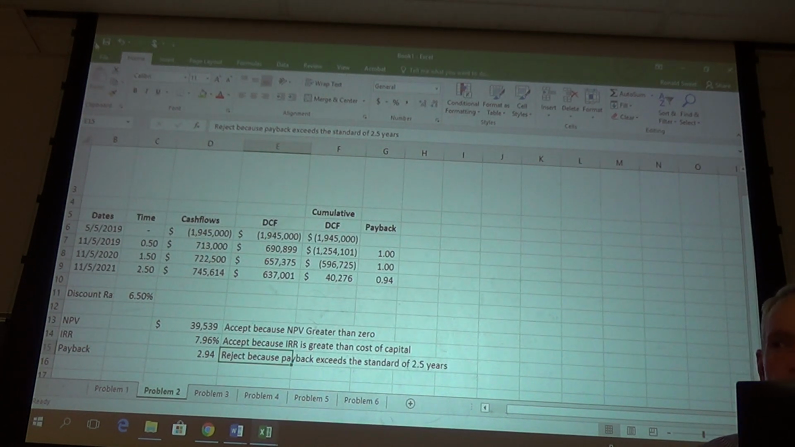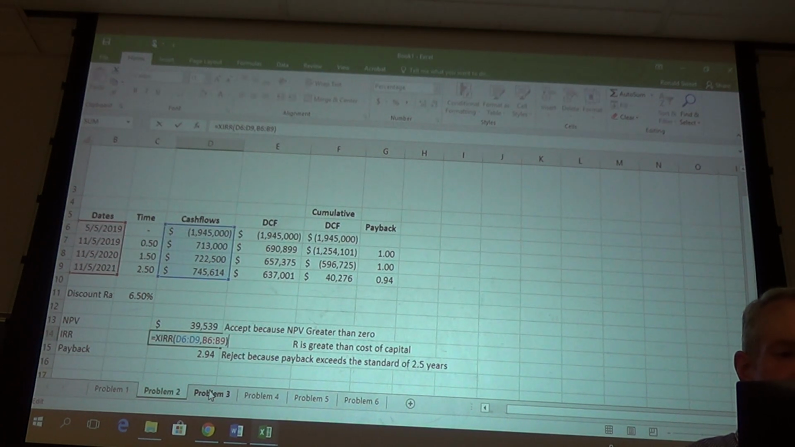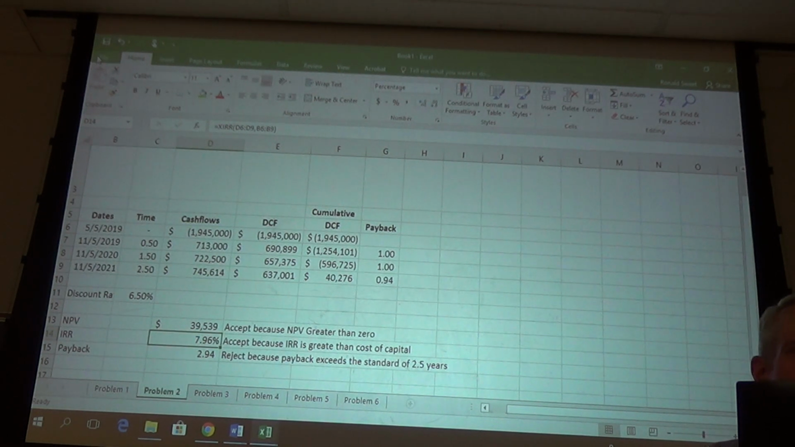Questions on this one? Could you share the formula for IRR? Well, Bill Gates tells you, so once you type XIRR, he'll tell you what to do. Thank you. Other questions on that?